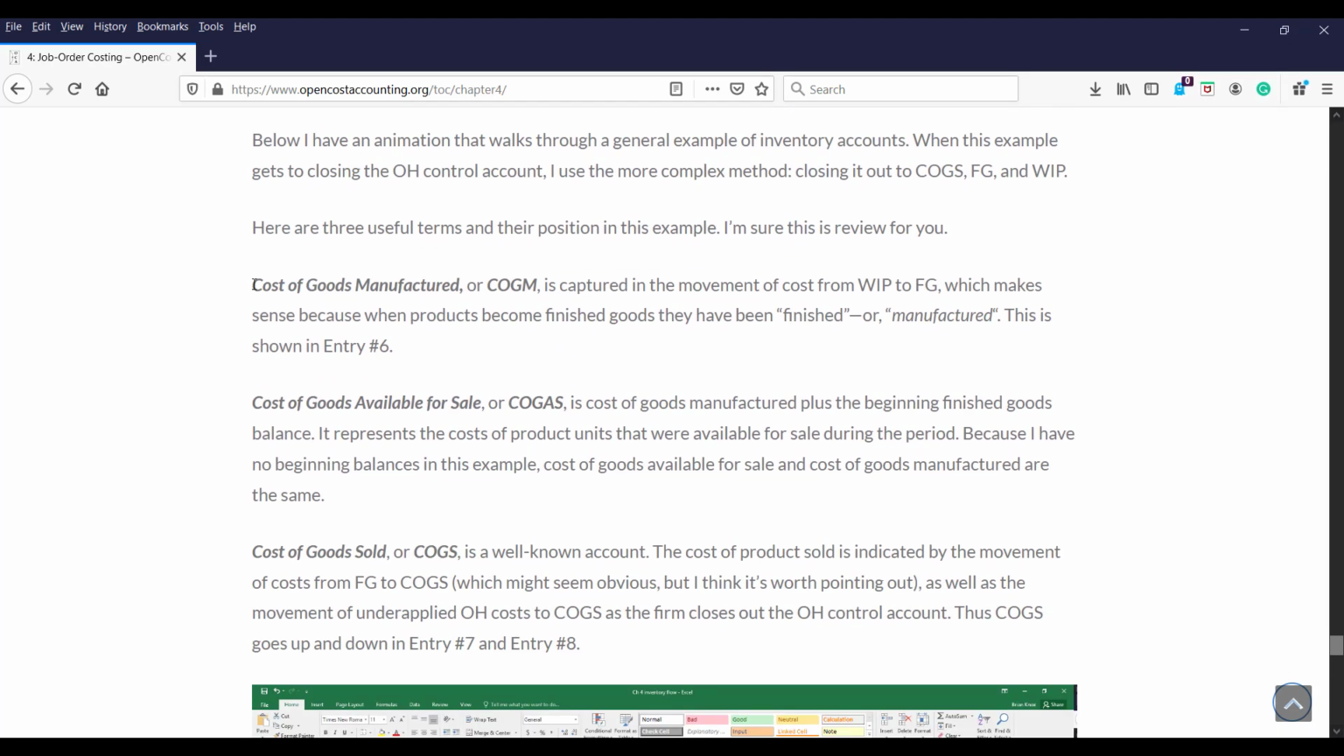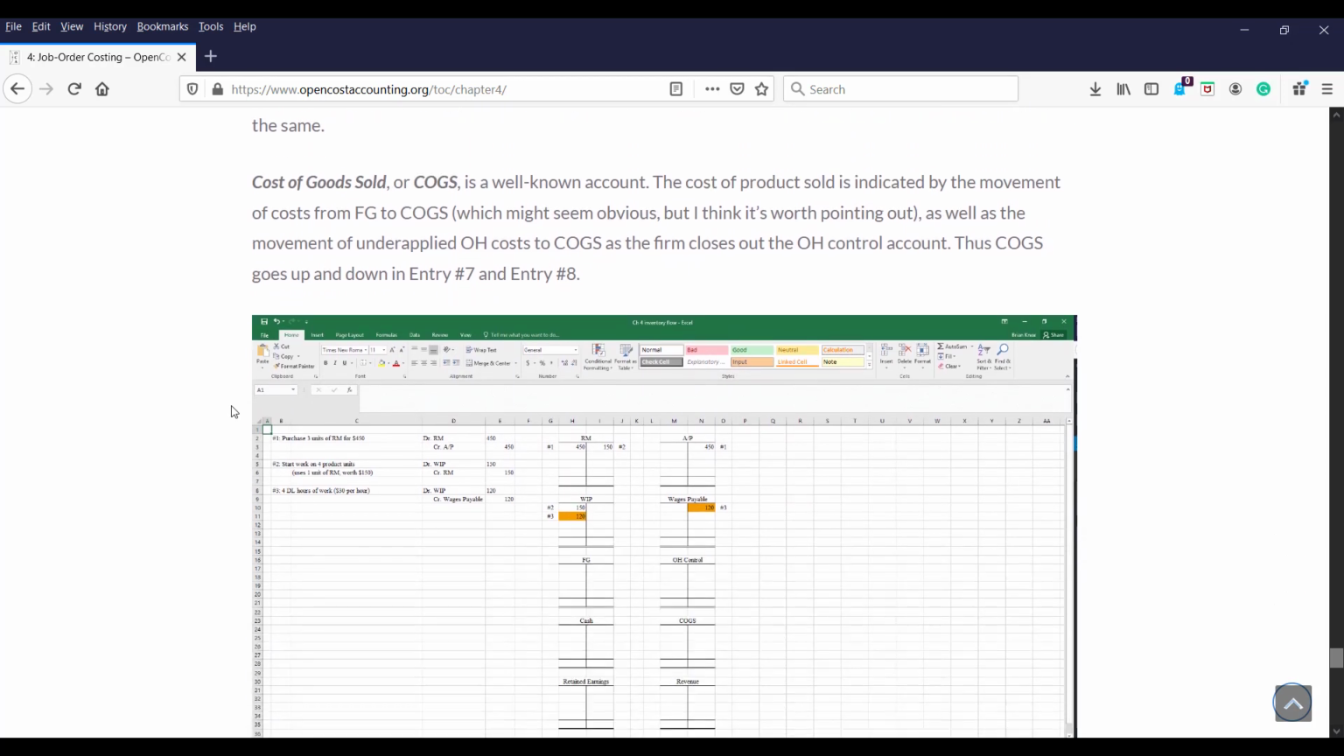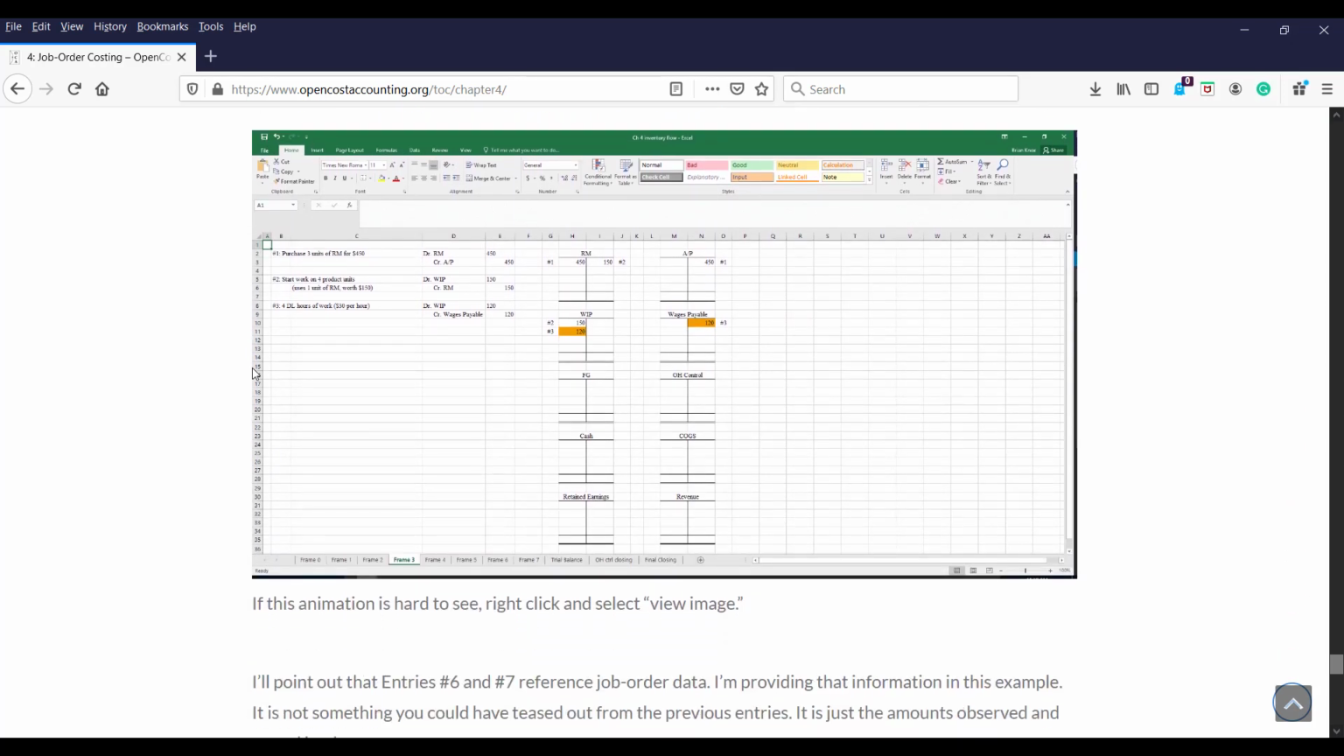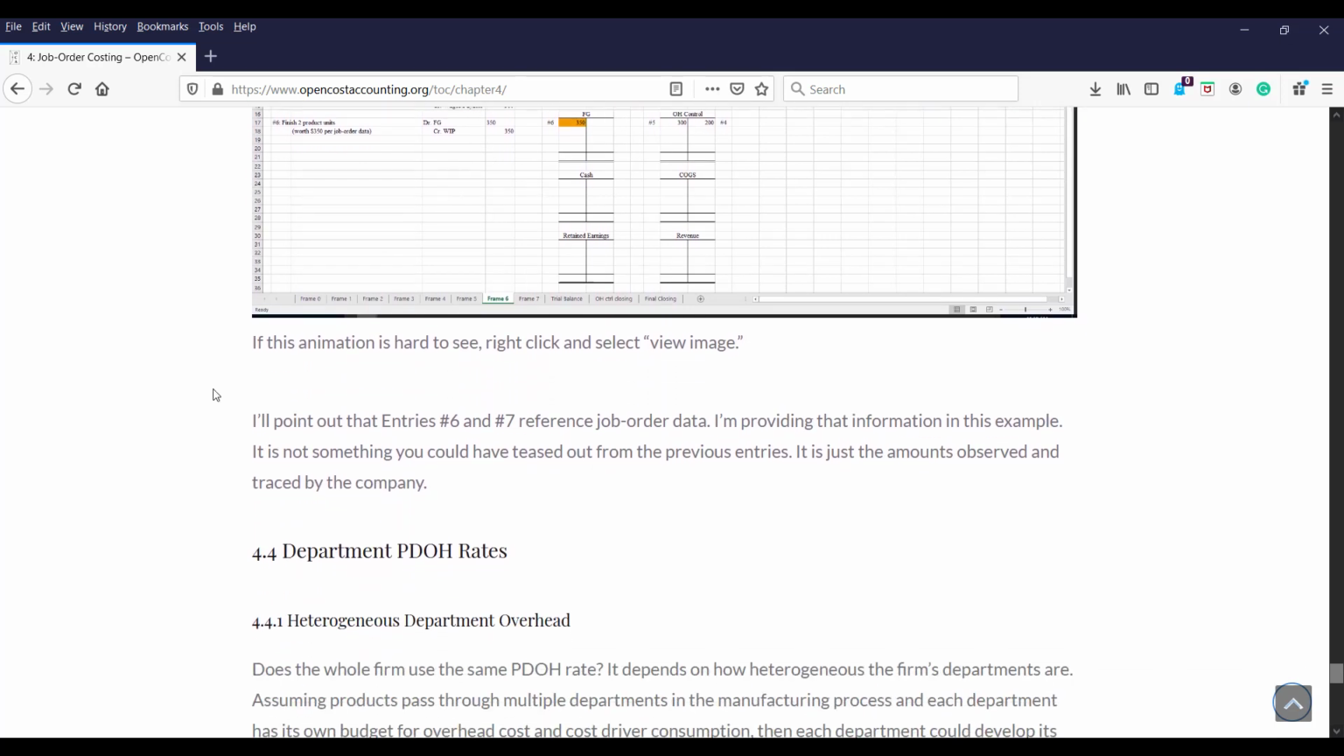Now here are some useful terms. We have cost of goods manufactured, cost of goods available for sale, and of course cost of goods sold. We should be familiar with that one. I'm going to skip over this. You can read the textbook if you like. I also have this animation that goes through an example of how the costs flow through from raw materials and labor costs going over to work in process. We have a plant-wide application of some overhead control, and then at a separate time we have the overhead control, the actual overhead costs being incurred, and it goes through the entire setup.